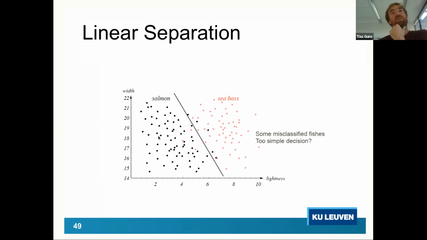Now, with those two features and the training data that we have, it would look like this. All of the black dots are salmons and all of the red dots are sea bass. If we would learn a very simple linear function, a weighted combination of the two features, then this would be an example classifier. Everything to the left of this line would be classified as a salmon and everything to the right as a sea bass. You can see that it misclassifies a few cases here and here. So this might be a too simple function, all right?